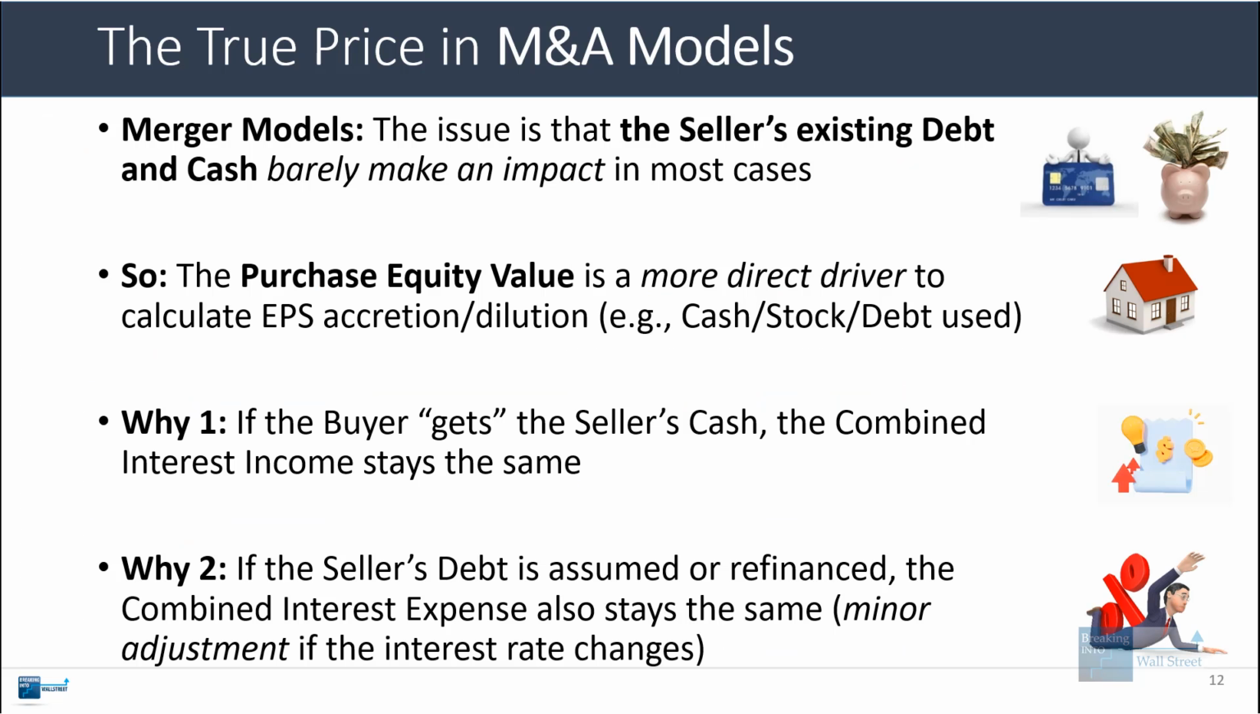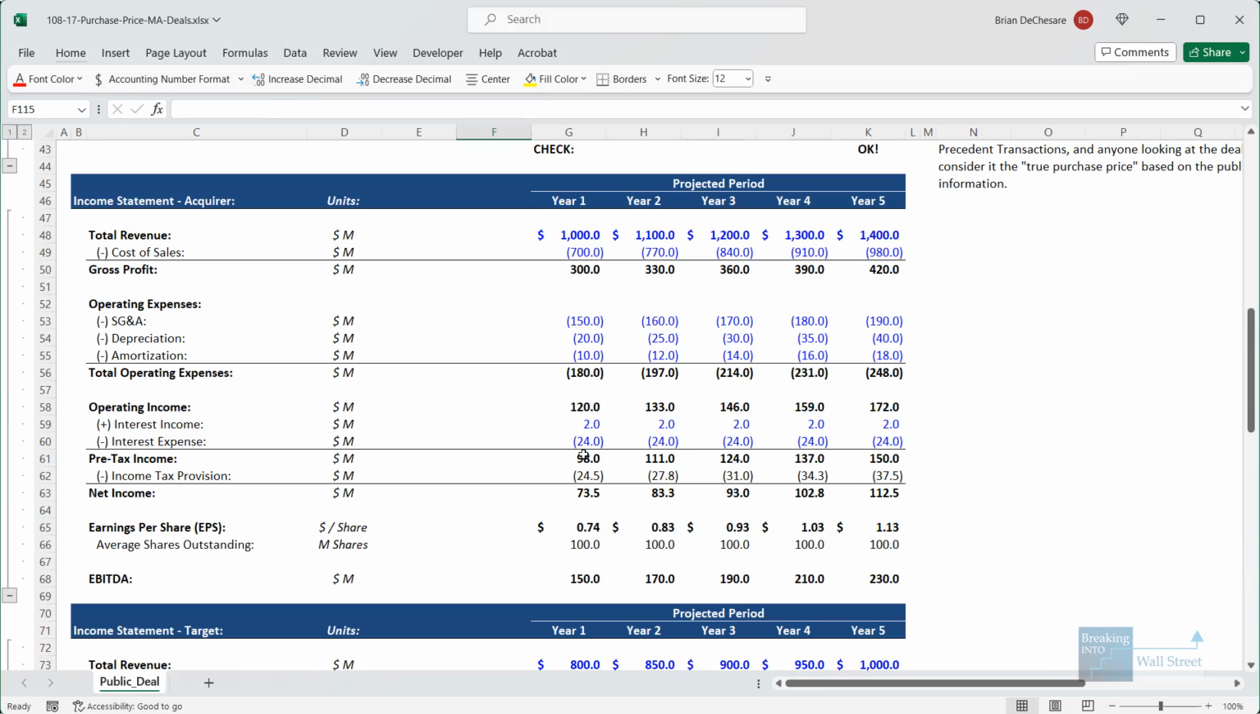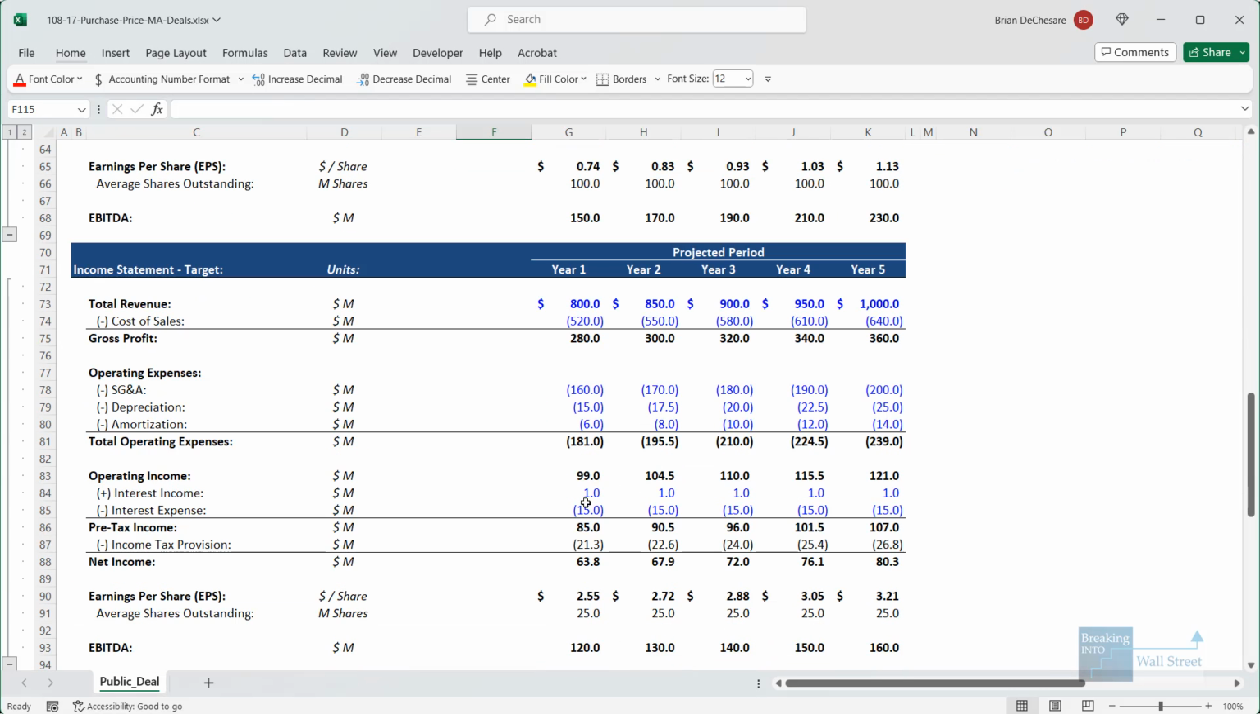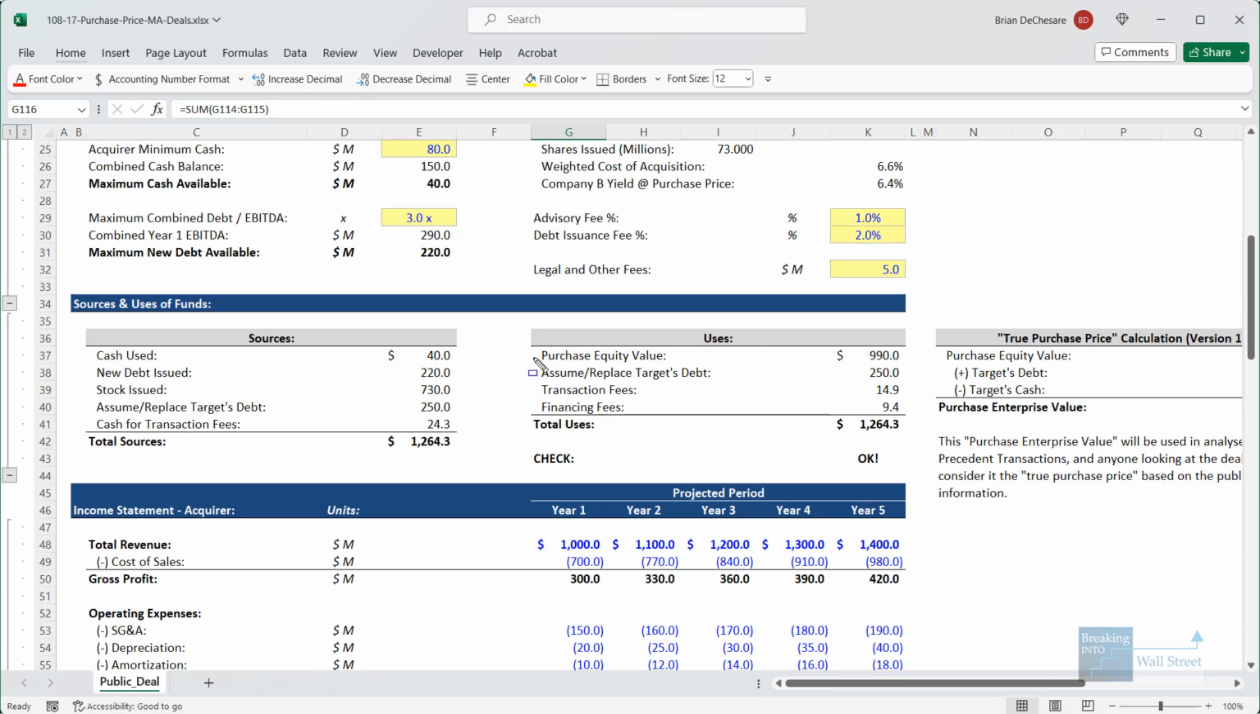With the debt, if the debt is assumed or refinanced, the combined interest expense also stays the same. There may be a minor adjustment if the interest rate changes, but again, if you look at the acquirer's numbers here, so the interest expense of $24 million and then the target's numbers, interest expense of $15 million, the total here is simply $39 million, and this stays the same afterward. Regardless of whether the buyer assumes that debt and keeps it as is or refinances it and replaces it, you still have $250 million of debt for the seller.